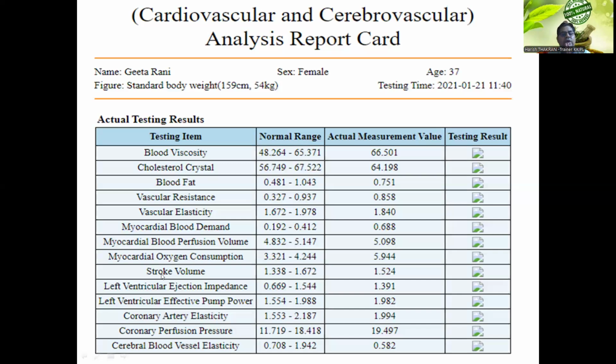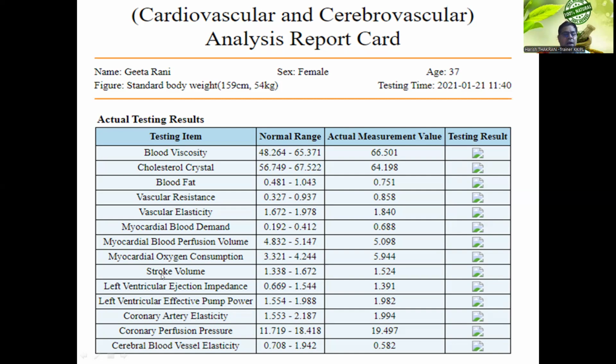So just remember, stroke volume gives us a very good idea about BP condition. If it is normal, the BP might be normal. If it is on higher side, there might be high BP. If it is on lower side, there might be low BP problem.